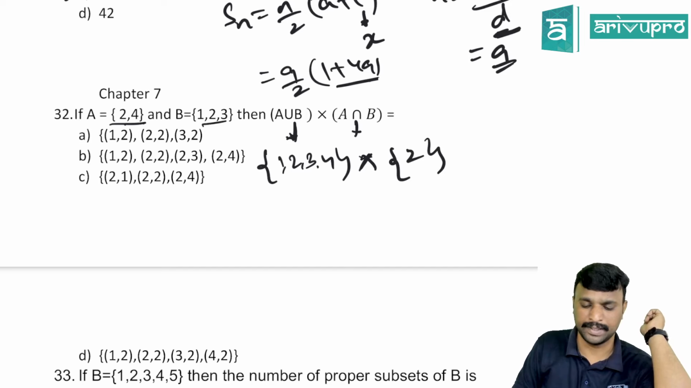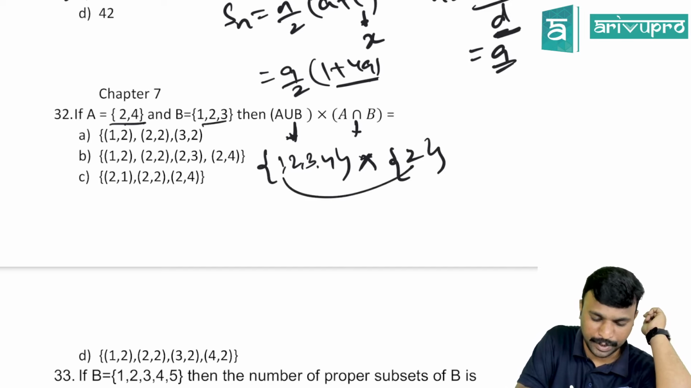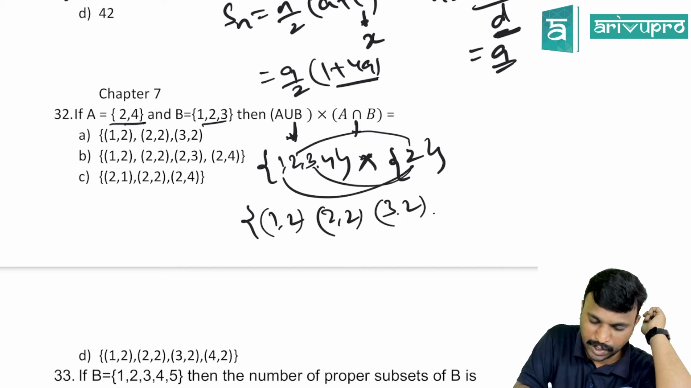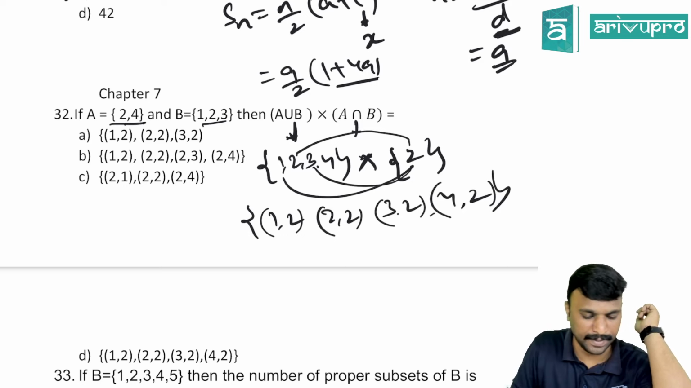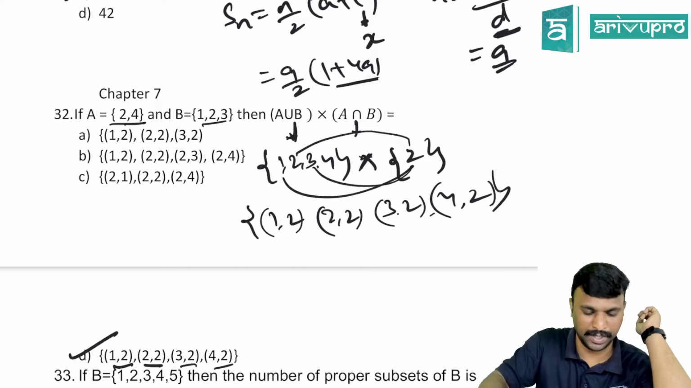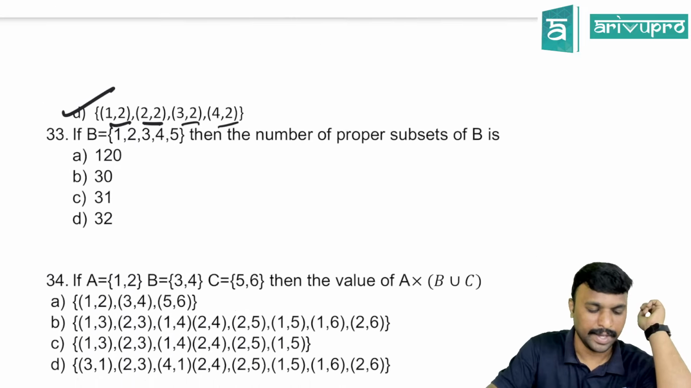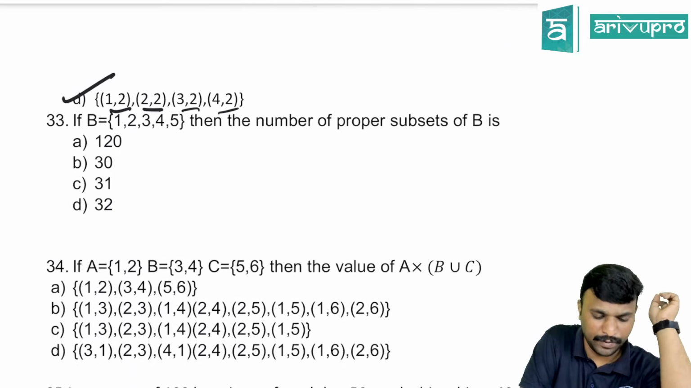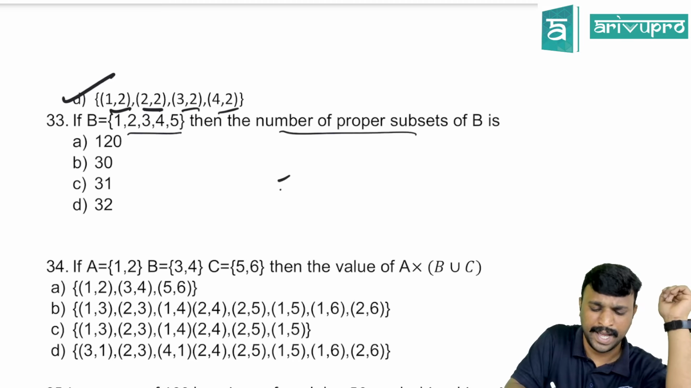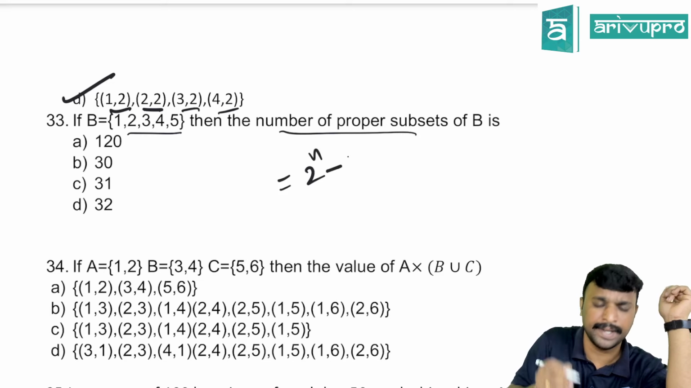Guys, how to take the Cartesian product? 1 comma 2, then 2 comma 2, then 3 comma 2, and then 4 comma 2. And the right answer is 1 comma 2, 2 comma 2, 3 comma 2, and 4 comma 2. So option D is the right answer. Guys, the next question: if B is equal to 1, 2, 3, 4, 5, how many elements are there? 5 elements. The number of proper subsets. Guys, the number of proper subsets is 2 power n minus 1.